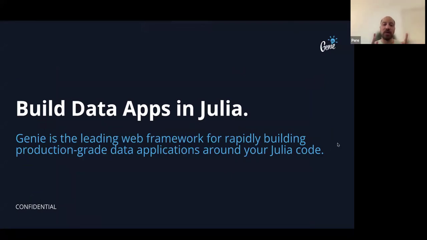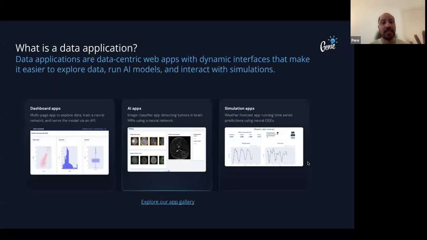All right, so today I will be telling you a little more about Genie, and I will show you how to build a simulation application using Genie Builder. Now, Genie is the #1 framework for web development in the Julia ecosystem for building production-grade data applications around your Julia code. When we talk about data applications, we mean data-centric web apps that have dynamic interfaces that make it easier to explore the data that you are working with, and also interact with your algorithms.